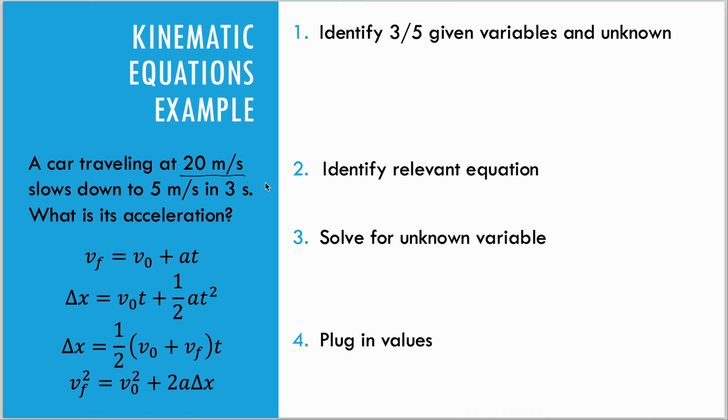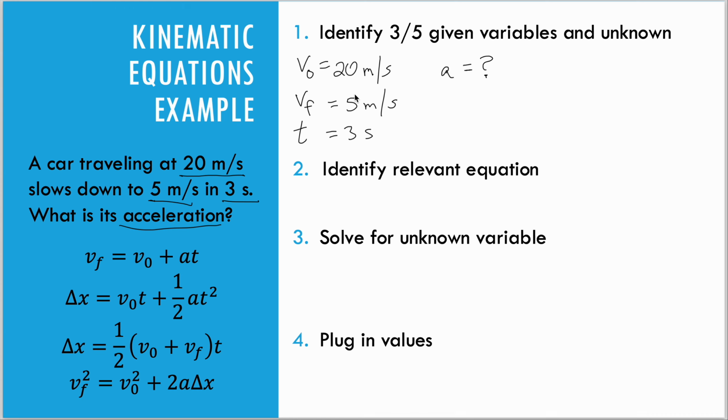It's traveling at 20 meters per second. That's the initial velocity. So you go ahead and write that down with the variable. It slows down to 5 meters per second. That's the final velocity. VF is going to be 5 meters per second. It takes 3 seconds. That's the time, is 3 seconds. And what are we looking for? The acceleration. So A is going to be the unknown.